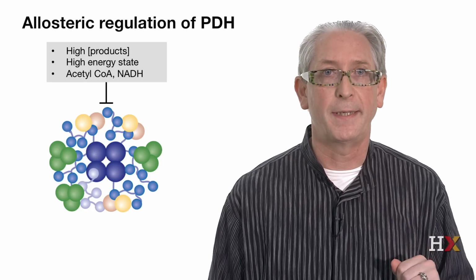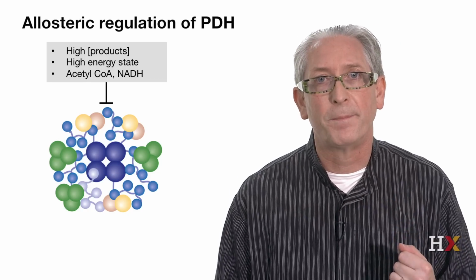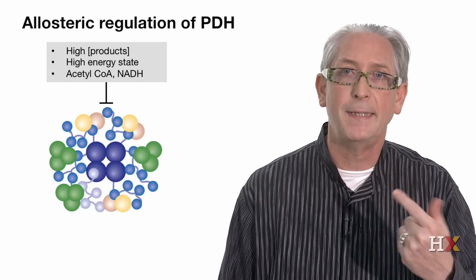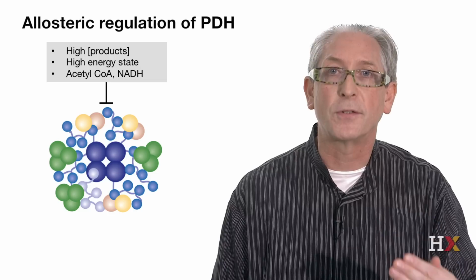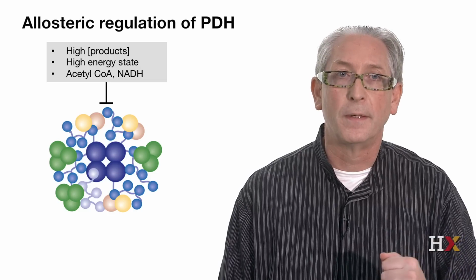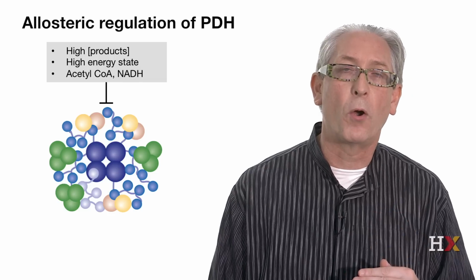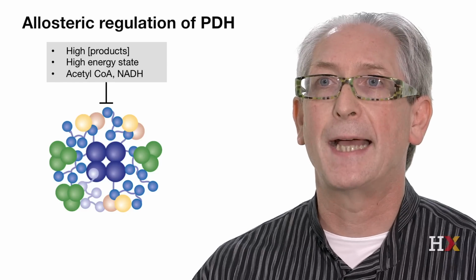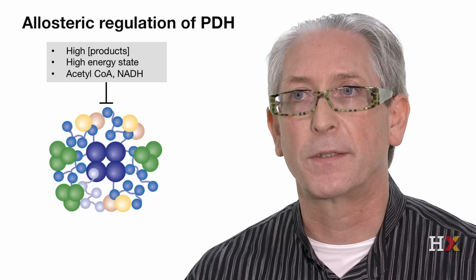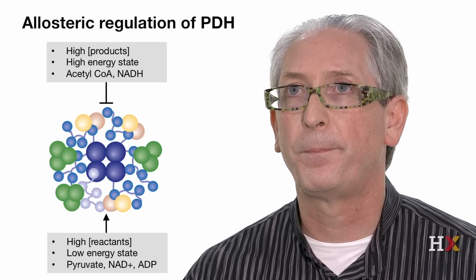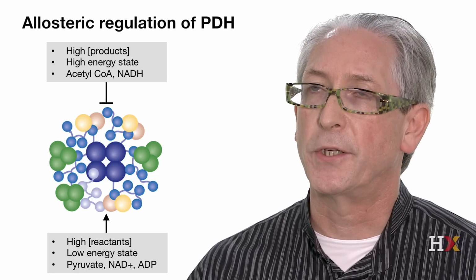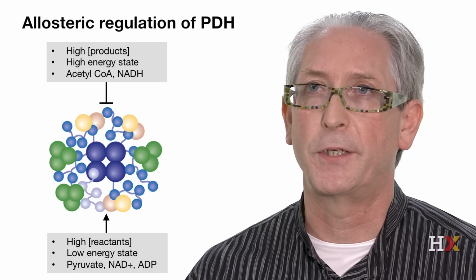At low energy state, when ATP is needed, the substrates of the reaction, coenzyme A and NAD+, are at a high concentration. AMP will be also at a high concentration. And these three molecules will act as allosteric activators of the PDH complex. The second regulation is by reversible phosphorylation.